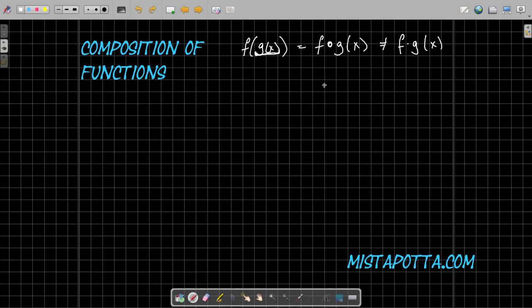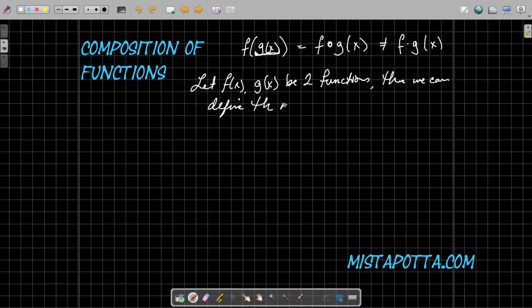So what's important for us here is that if I let f of x and g of x be two functions, then we can define the new function f of g of x, subject to a new restricted domain.